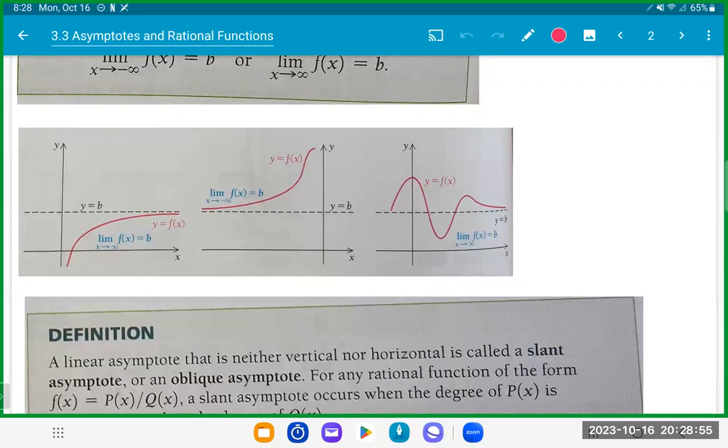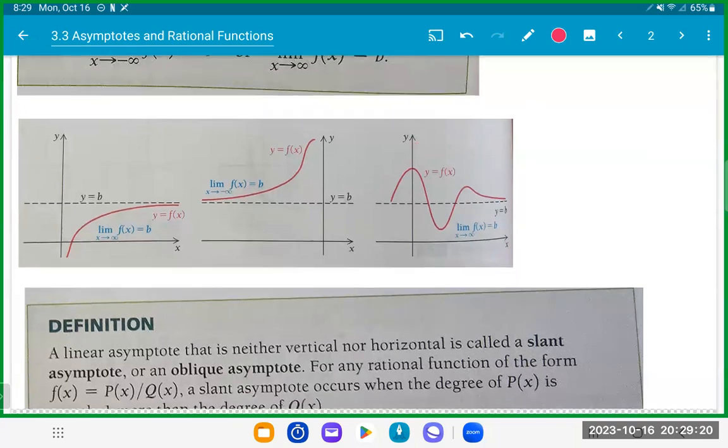So if you look at the first one, you can see the limit is getting really close to that y equals b line there. But in the third one, you can see that we've actually crossed the line. It isn't as restrictive as a vertical asymptote, where you cannot cross the line. Okay.